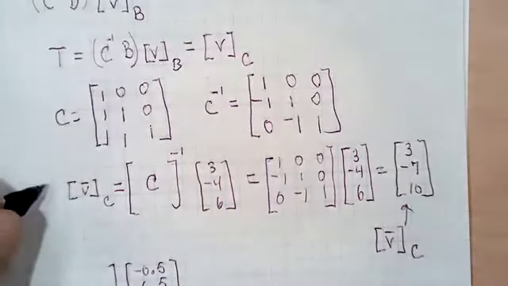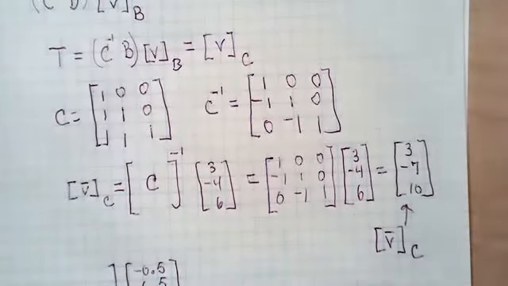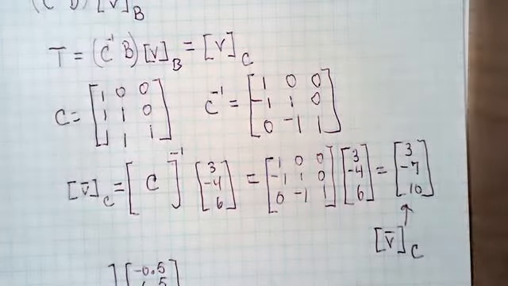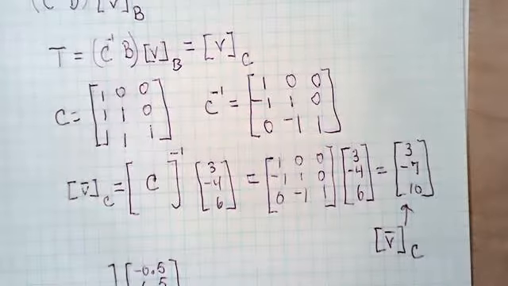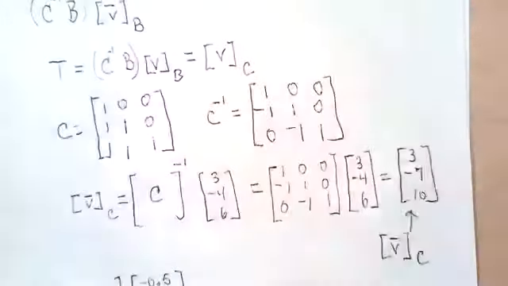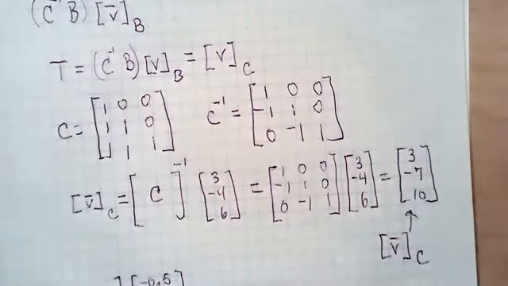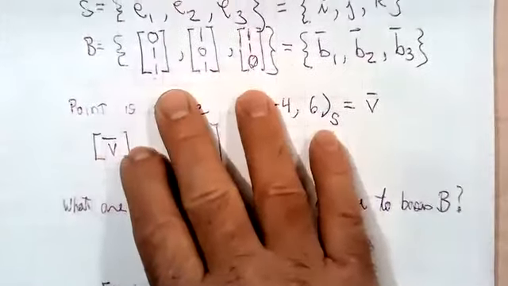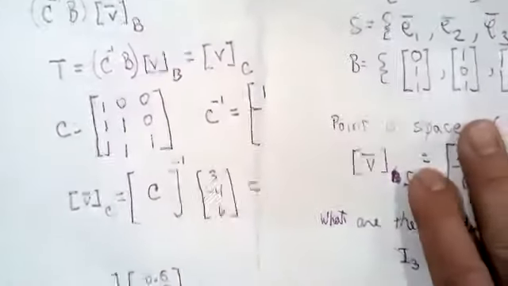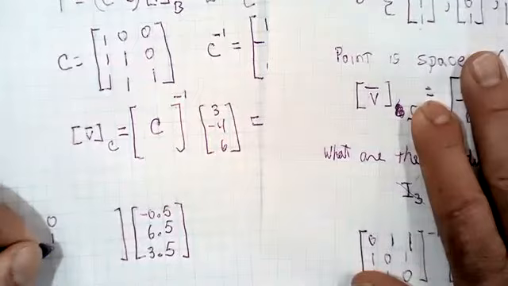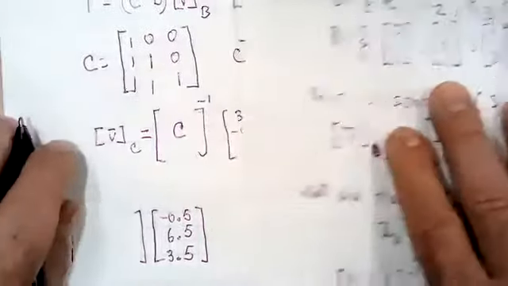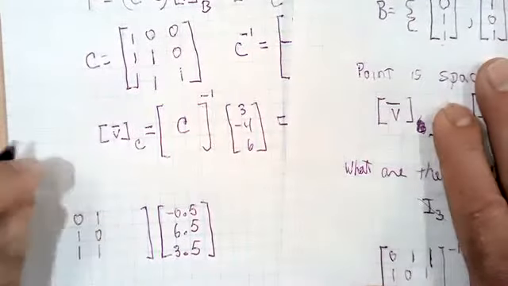and where is B? I lost it. Oh, here it is. Previous page. This is my B basis. So 0, 1, 1. 1, 0, 1. And the last vector, 1, 1, 0.